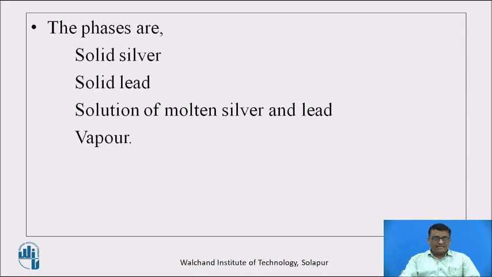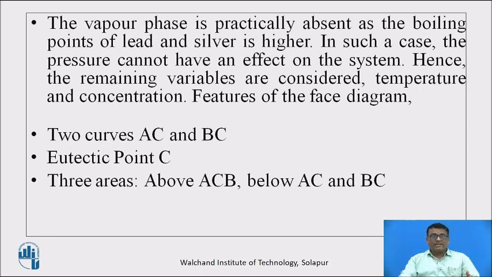One is solid silver, the second is solid lead, and the third phase consists of the molten solution of both metals, where the two metals exist in a molten condition and therefore form a homogeneous phase. The last phase we get is a vapor phase. The vapor phase is practically absent as the boiling points of lead and silver are very high.